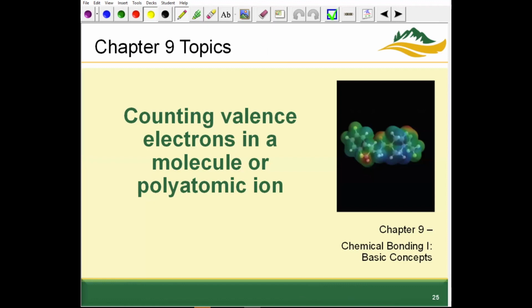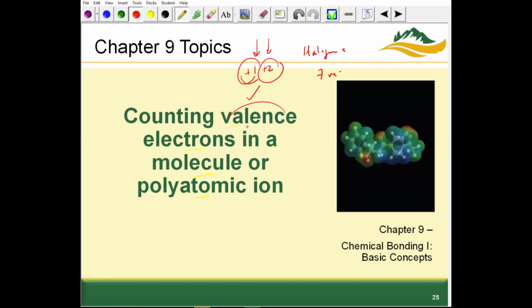Next, let's go into this topic, so counting valence electrons in a molecule or polyatomic ion. We've focused on valence electrons so far, mostly as, for example, the halogens having 7 valence electrons, the alkali metals having 1 valence electron, alkaline earth 2 valence electrons. Because these have 1 valence electron, they like to get rid of that valence electron to become +1 cations. The alkaline earth metals like to get rid of 2 electrons to become +2 cations.